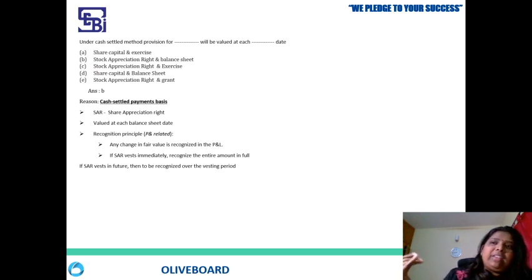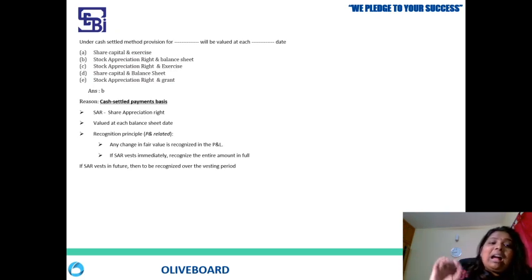And on the exercise date, when the vesting period is over and they have earned the right to receive those shares, on that day the company will say, I'm not going to issue shares. Rather, I will give you the paisa equivalent to those shares. Share valuation will happen, whatever value comes up, that amount I will give to you. That is called cash settled method.